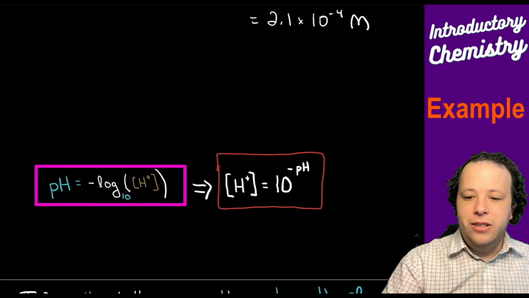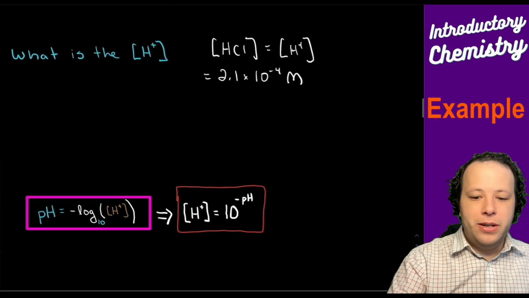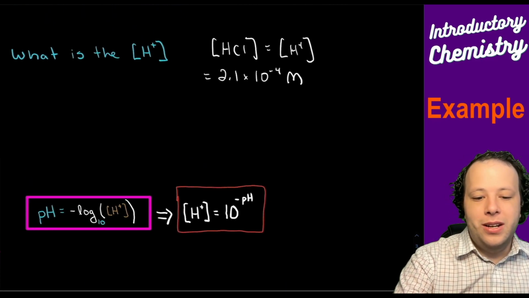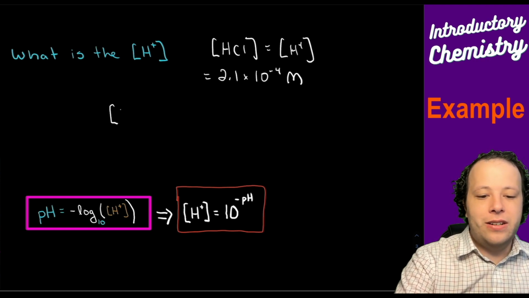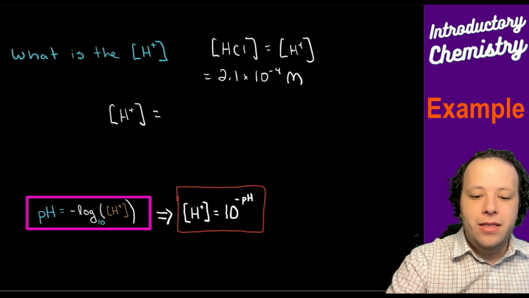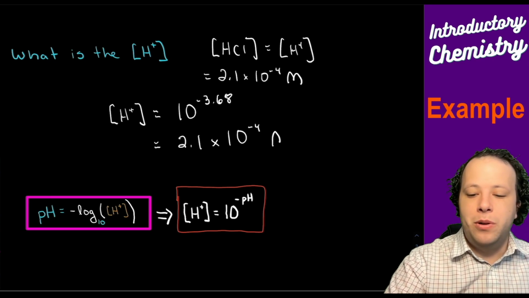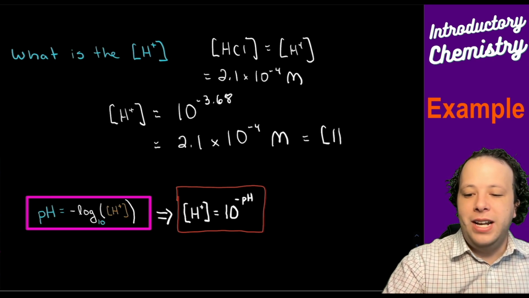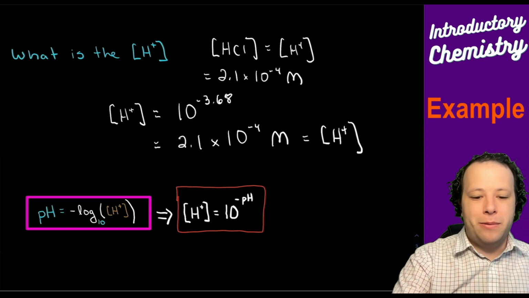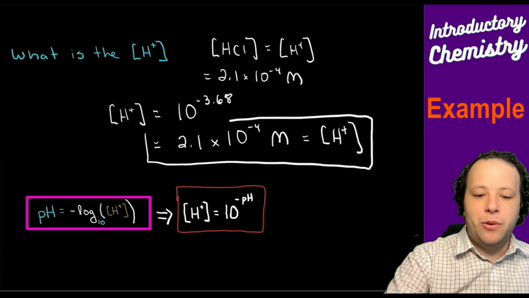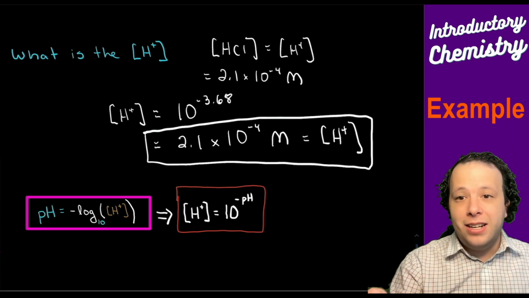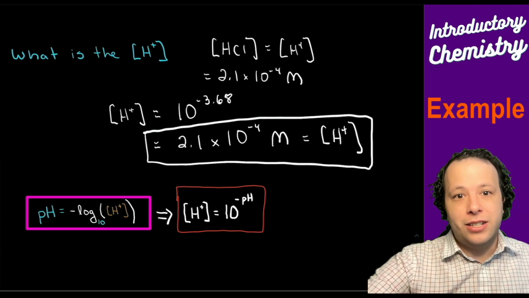If we use that here, let's say you didn't know that it was a strong acid and you didn't know how to do it, then we would go 10 to the negative 3.68, and that will give us an answer of 2.1 times 10 to the negative 4 molar for our concentration of H plus for this problem. So you can go back and forth between those two values. And that's how you do pH and find the concentration of H plus.